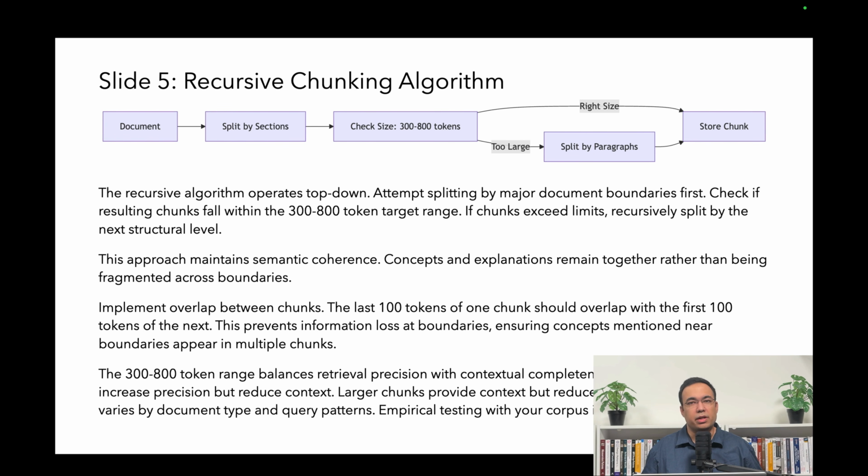Now, the 300 to 800 token range balances two competing goals. Smaller chunks increase the retrieval precision because they contain less potentially irrelevant information, but they lack the broader context. Larger chunks provide more context, but they reduce the precision because they contain more information that might not be directly relevant to the query. In production systems we have worked with, 300 to 800 tokens have proved to be the sweet spot, but your optimal range might vary based on your document types and your query patterns. I would recommend testing with your actual corpus to find what works best for your specific use case.